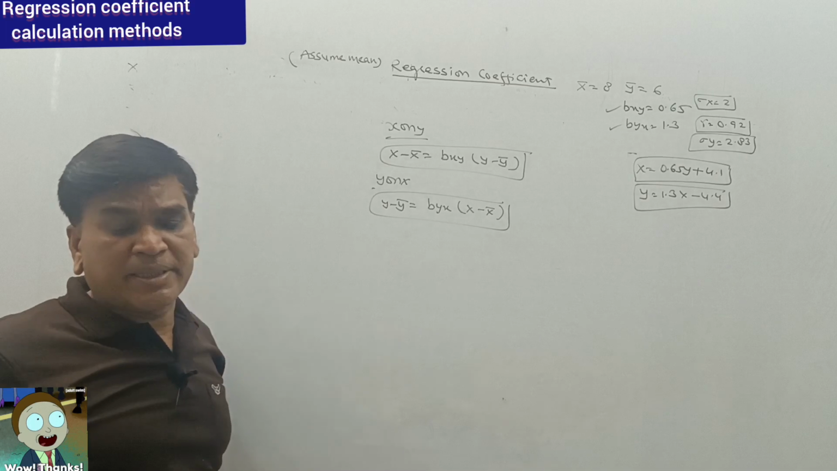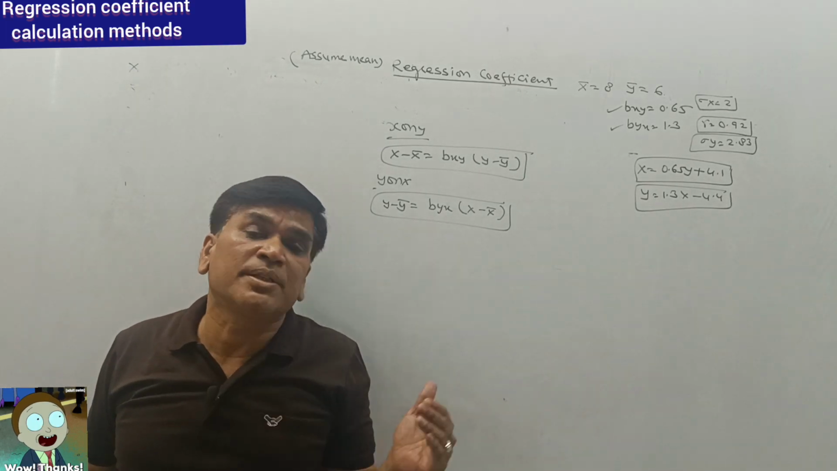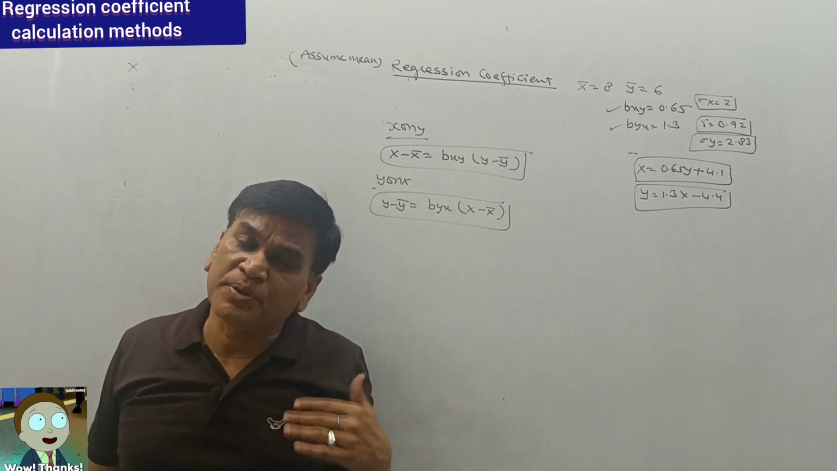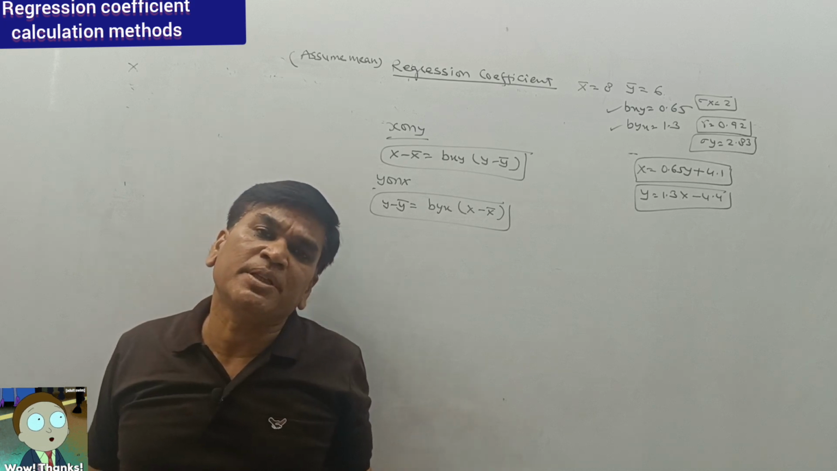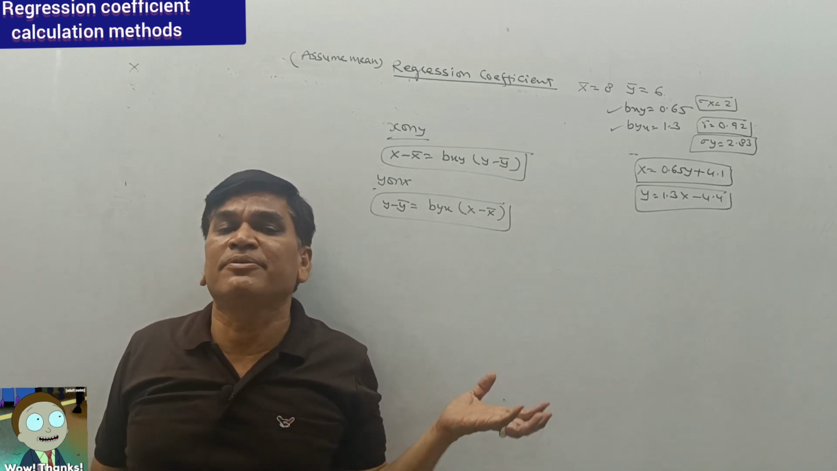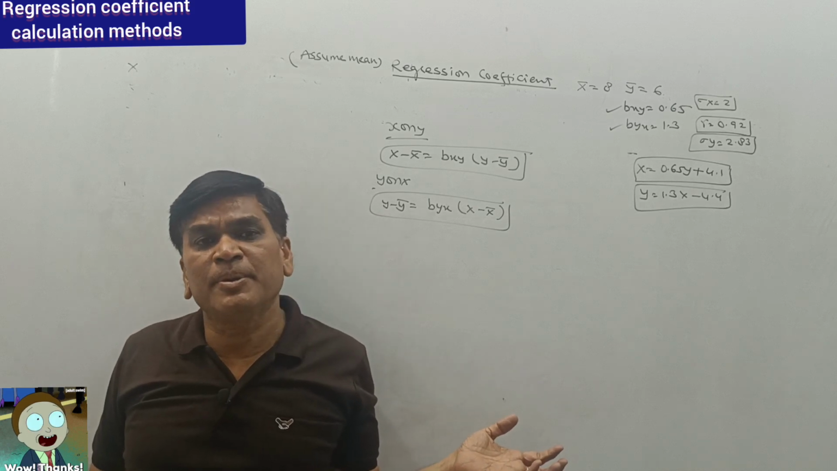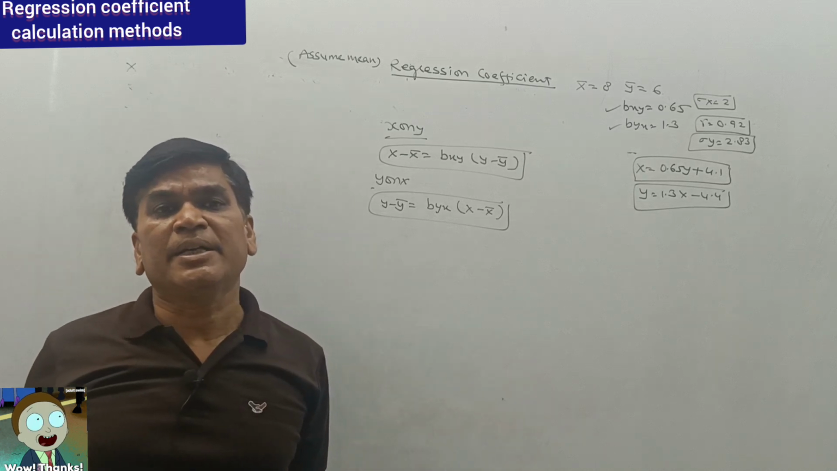So I think this video will be helpful for you to know all methods for calculating regression coefficient. You can calculate regression coefficient with the direct method, with the assuming method, or with the without deviation method. The third method we can say is the without deviation method. So this video will be helpful for you to know all the methods for calculating regression coefficient.